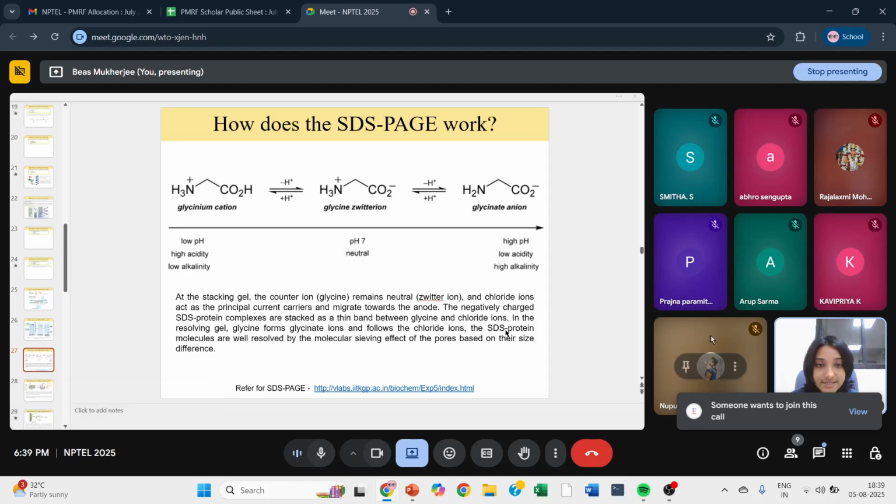And the SDS protein molecules are well resolved by the molecular sieving effect of the pores based on the size difference, right? So there, just on top, it is given how glycinium cation is there at a very low pH, and then as pH becomes neutral, it becomes Zwitter ion, and then at a higher pH, it is becoming negatively charged, right? So at 6.8, it is a Zwitter ion, and then it becomes negatively charged. That is why there is this difference in migration of glycine, because of which you are getting this stacking effect.